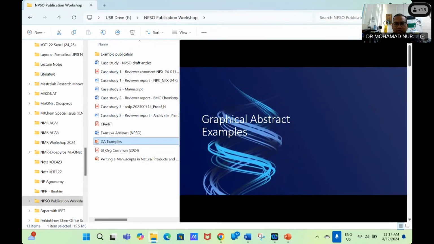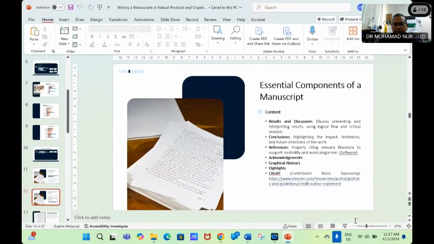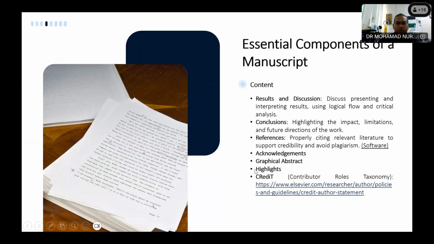About the highlights, what I can explain to you is the most important thing that you want to discuss in your manuscript. For example, among these compounds, only compound one is potent as an alpha amylase inhibitor. You have to explain what the values are. For example, molecular docking of compound one on the alpha amylase protein shows that you just highlight a few important things about your studies.